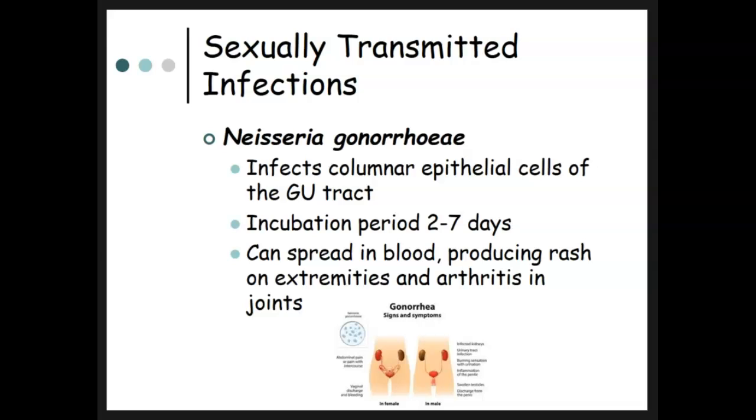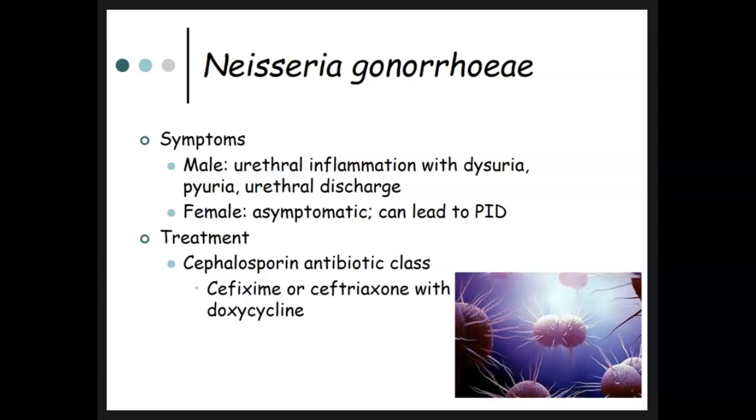For Neisseria gonorrhoeae, it causes gonorrhea. It infects the columnar epithelial cells of the genital tract. There's an incubation period of 2 to 7 days, and it can also spread in blood, producing rash on extremities and arthritis in the joints. And look at this bacteria. I love this picture. It shows the pili, the flagella, and the diplococci.